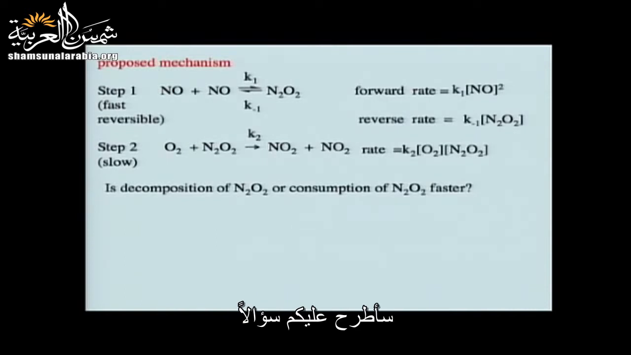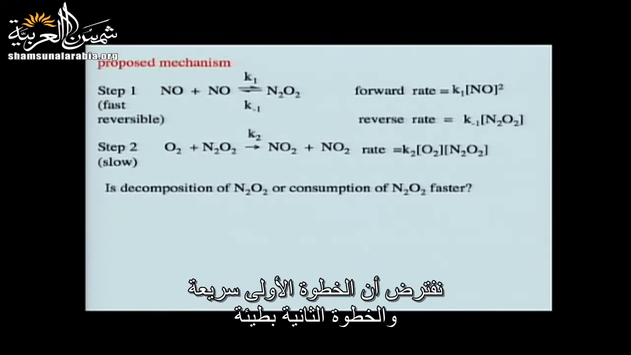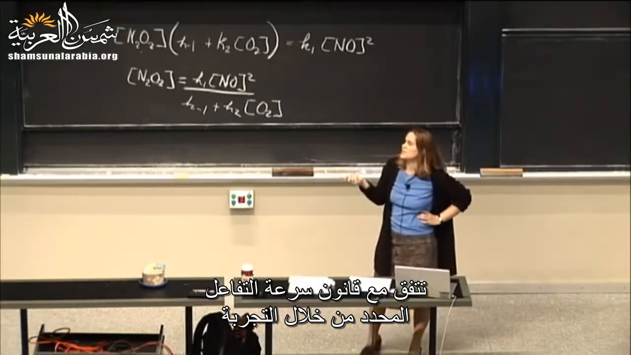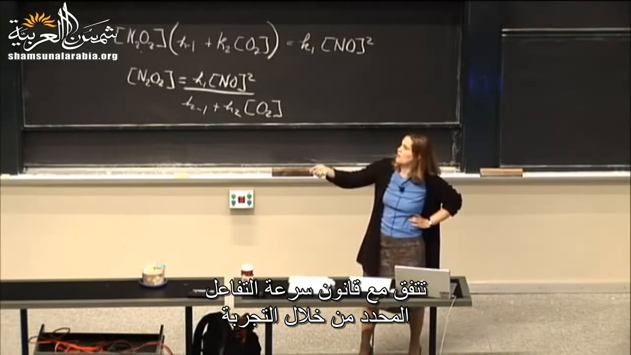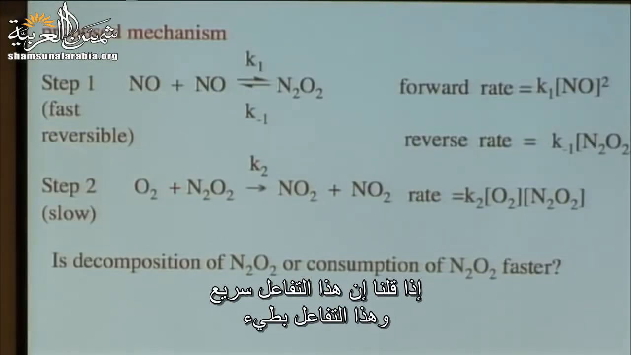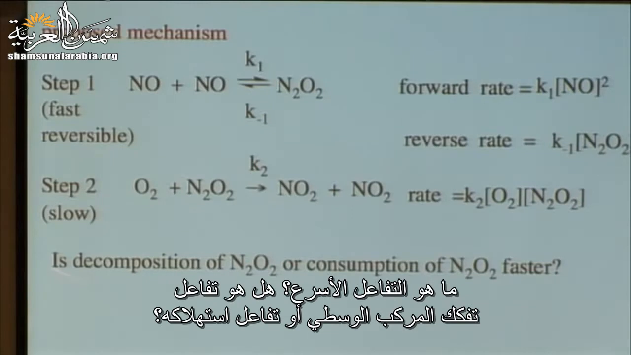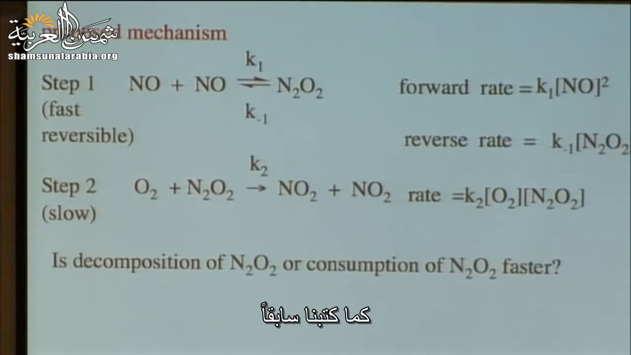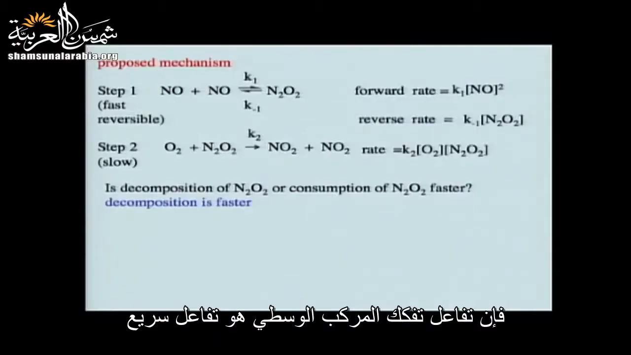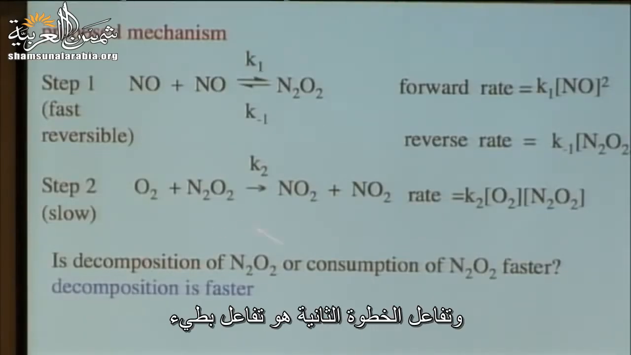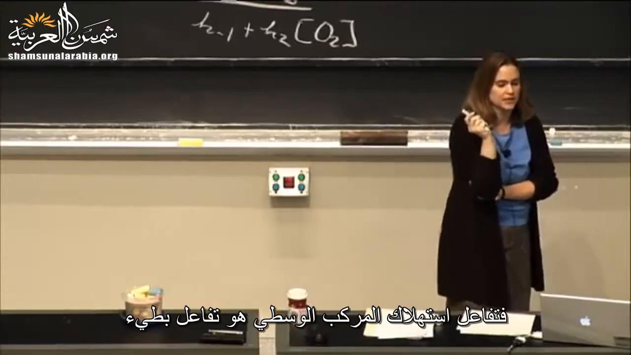All right, so we're going to ask the question then here. We're assuming that we're going to say, all right, let's just say the first step is fast and the second step is slow. And we're going to see whether that gives us an answer that's consistent with the experimentally determined rate law. So here, if we say this is fast and this is slow, basically what we're asking is, is the decomposition of the intermediate or its consumption faster? So as we wrote this, we're saying decomposition is fast. The first step is fast and reversible, so the decomposition is fast. The second step is slow. The consumption of that intermediate is slow.